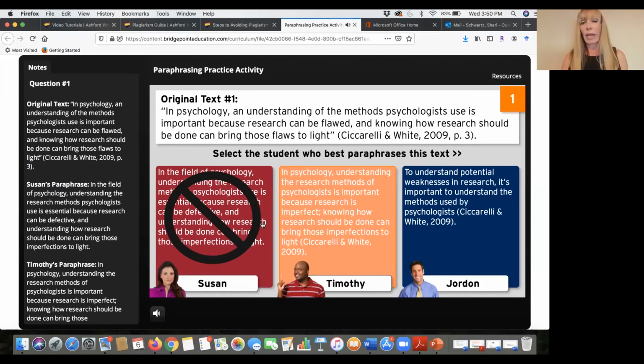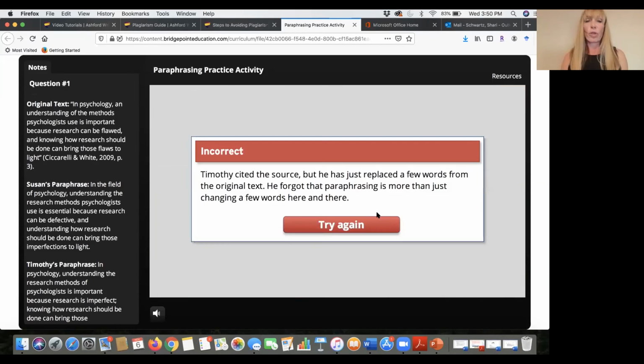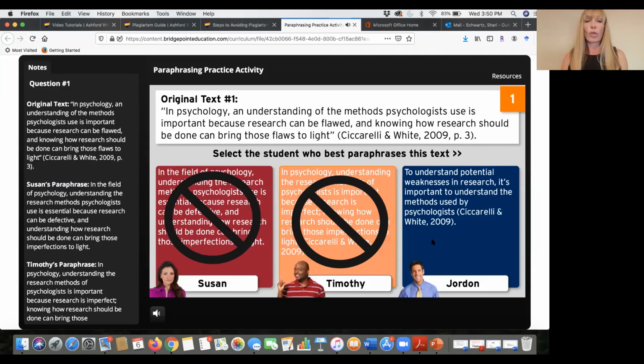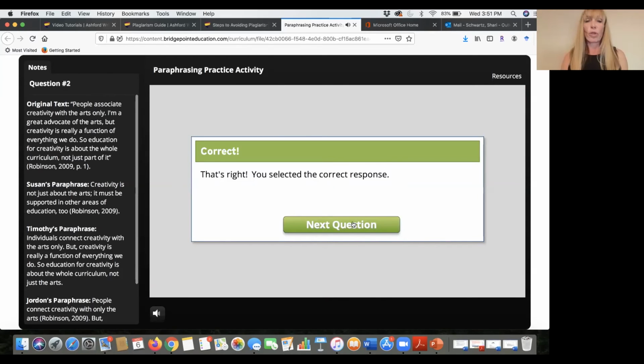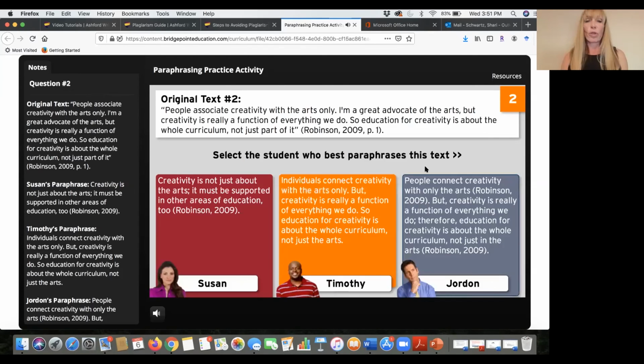And so if I'm choosing Susan, then I have to take a look at these other two, Timothy and Jordan, and see, okay, what happened here? And so now I'm down to Jordan, and this takes me on to my next question. This one especially is a little more involved.